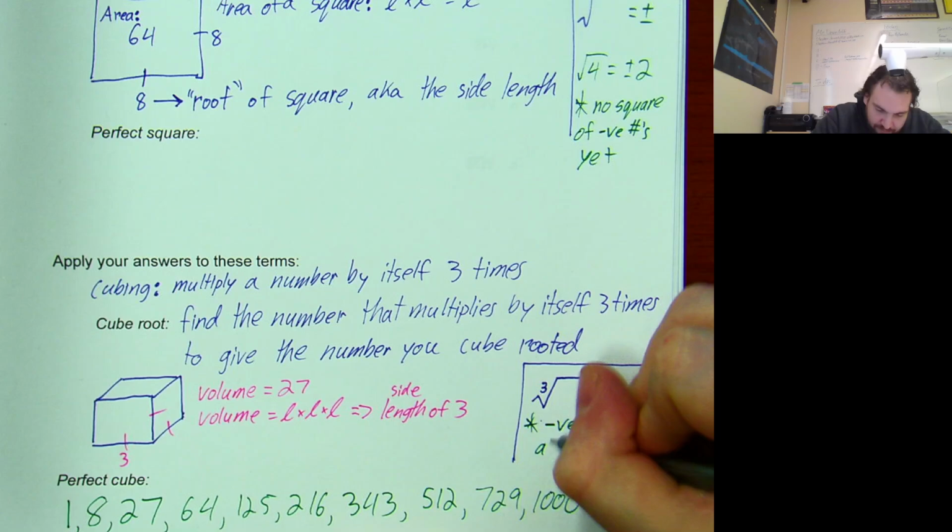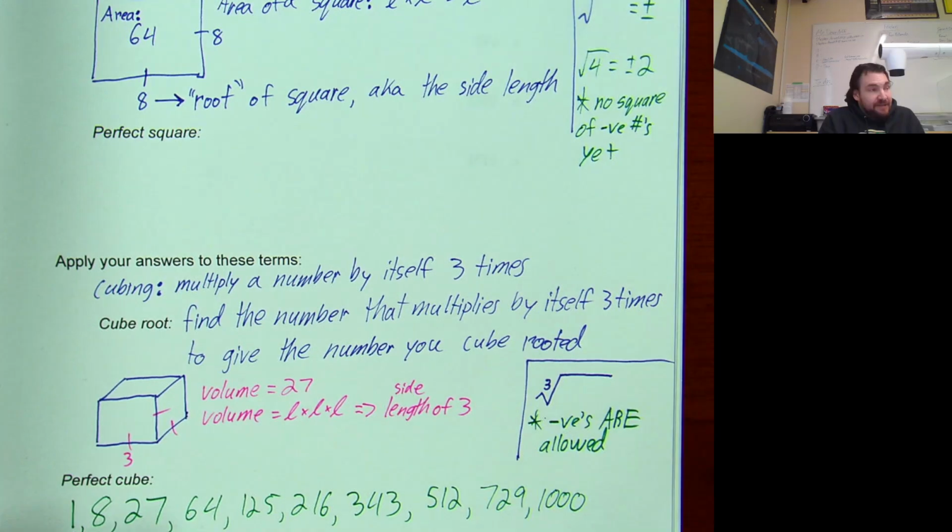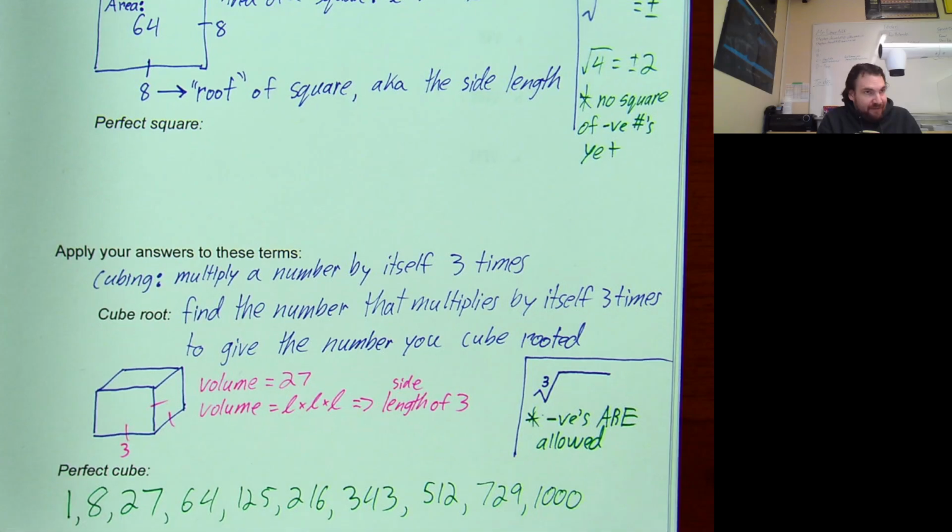So the cube root of 8 is 2, because 2 times 2 times 2 is 8. And the cube root of negative 8 is negative 2, because negative 2 times negative 2 is positive 4, times negative 2 is going to give me negative 8. Cool? Comments, questions, concerns?